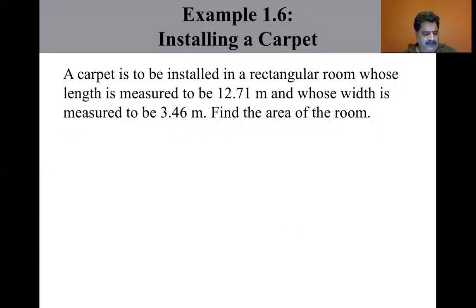Okay, let's do an example. A carpet is to be installed in a rectangular room whose length is measured to be 12.71 meters and whose width is measured to be 3.46 meters. Find the area of the room. Well, how many digits do you have? You have 4 significant figures in the 12.71, but you only have 3 in the 3.46.